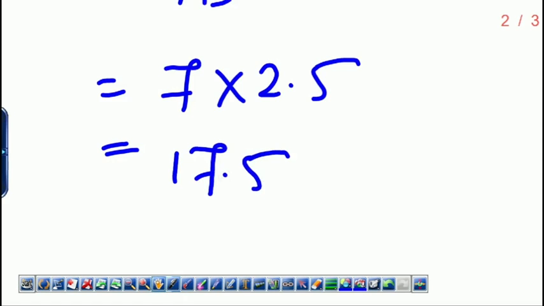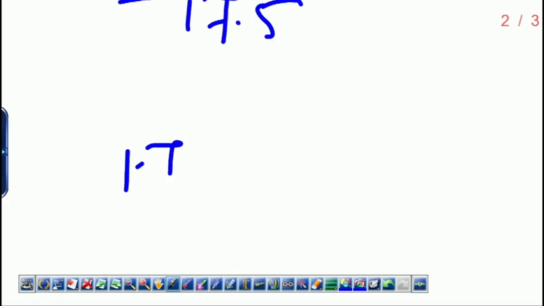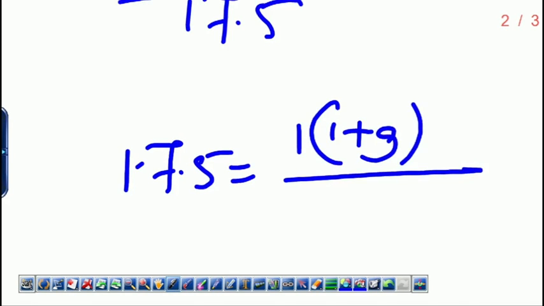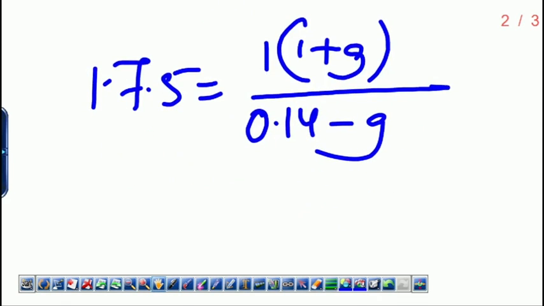17.5 is equal to D1, which I don't know, divided by RE minus G. You have to solve for G. Do you want me to solve? I don't think you want me to solve. So you can easily solve by cross multiplication. Okay, this is the growth rate.